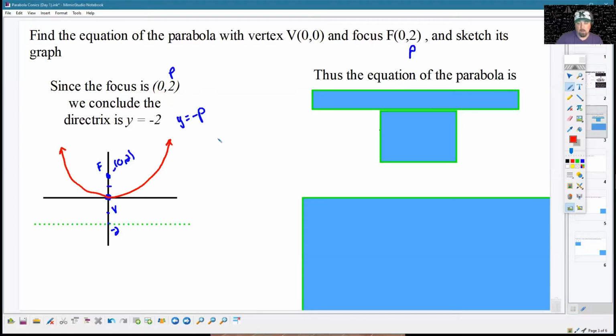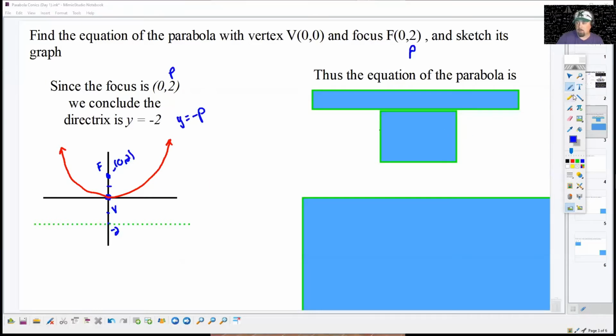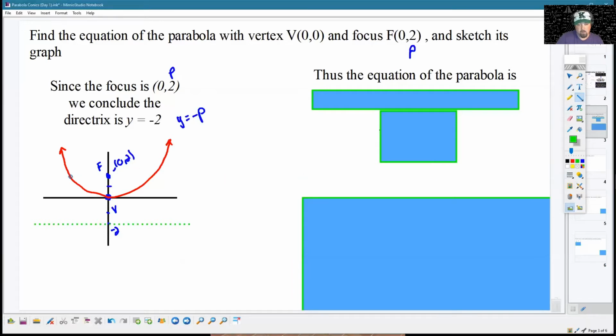Minus a little bump there. Now, we can find the other 2 points on this using the idea of the focal diameter, because we know if we were to draw another line straight across in here, the distance of that line, called the focal diameter, should equal 4p. And since we know p is 2, 4 times 2 is 8. So that focal diameter is 8.